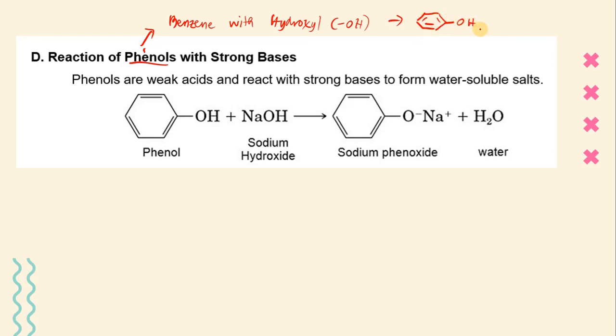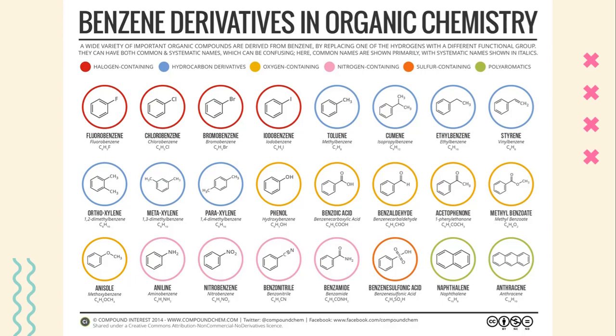So they react with strong bases to form water-soluble salts. NaOH is what you call sodium hydroxide. So phenol plus sodium hydroxide forms sodium phenoxide and water. Again, conceptually only. You will not be more technical with this unless we go to the reaction lesson, as we need a lot of basics before we go to this technically.